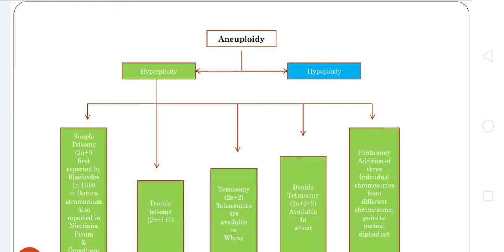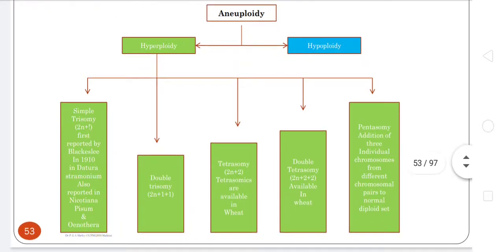Aneuploidy is a condition in which the diploid set of chromosomes is altered either by addition or deletion. It is also called heteroploidy. Now we are going to see hyperploidy alone. Hyperploidy is again subdivided into 5 types. Let's see one by one.